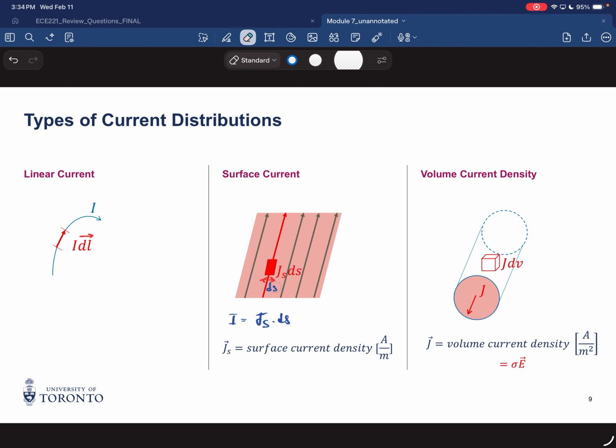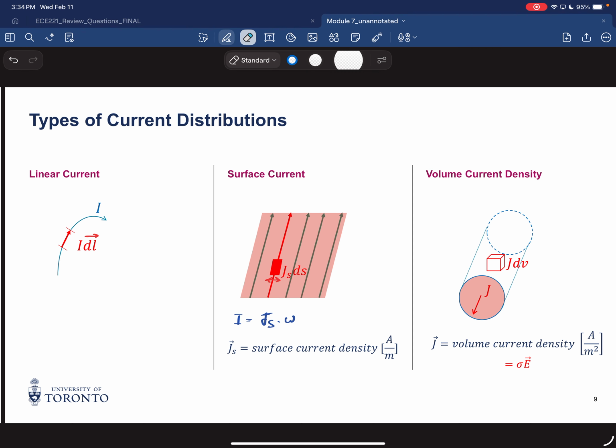If it's too confusing, don't use ds. Just say w, small. The only thing to remember is that this is a width. The current only has 2 dimensions, dl and ds, but the current that goes through it is the current density multiplied by the width. And here, the volume current density that you're familiar with is sigma E, and that's ampere per meter squared.